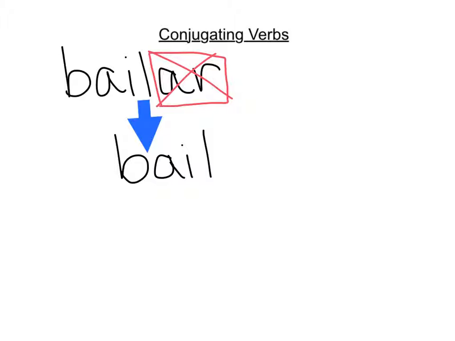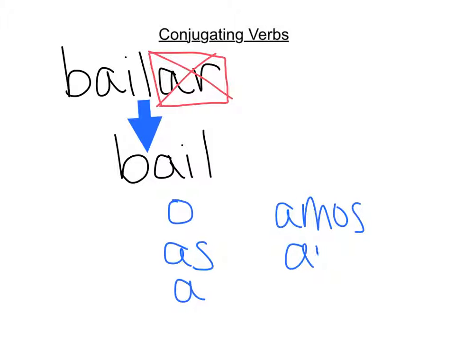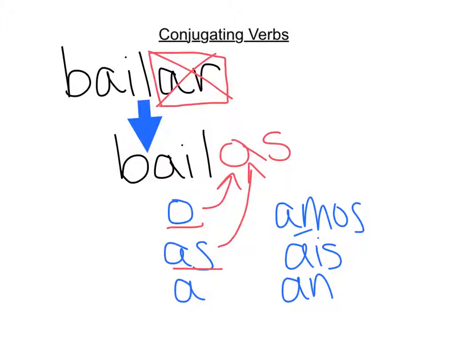Okay, so what do we do with this now? We know our endings are o, as, a, amos, áis, and an. So I will take any of these endings like bailo, I dance, bailas, you dance, baila, he or she dances, bailamos, we dance. So we can take any of these endings and put it with our stem to conjugate and use our verb.